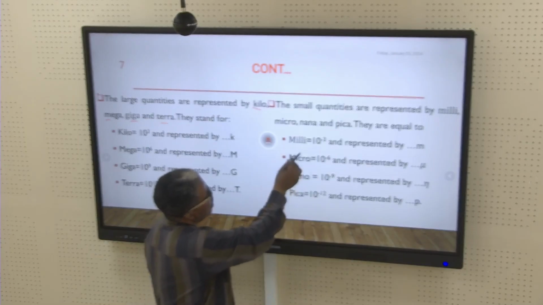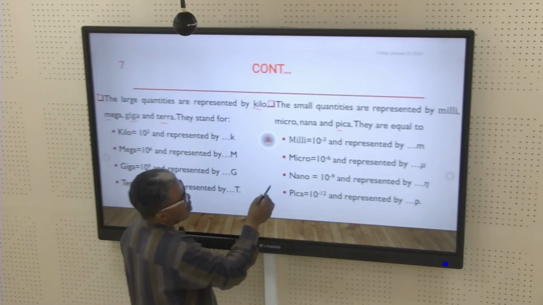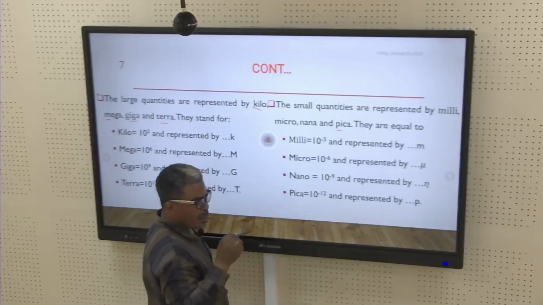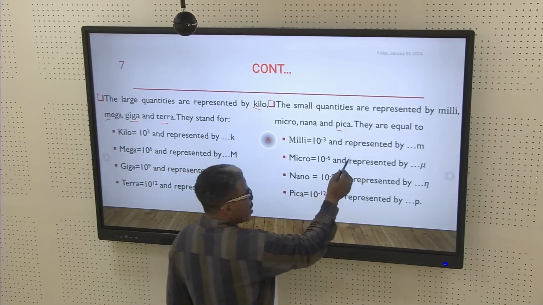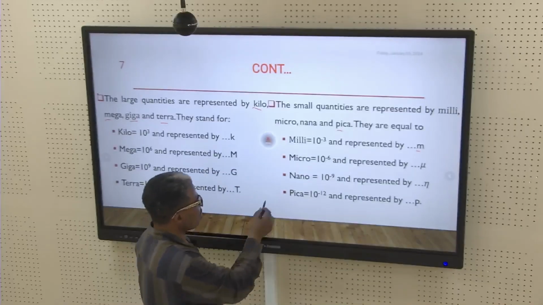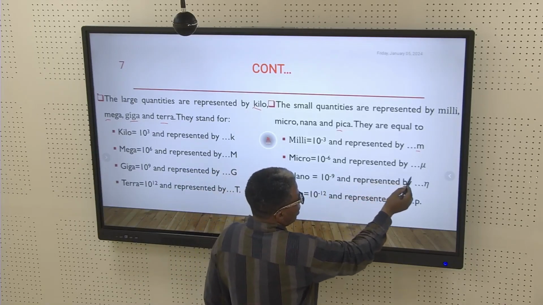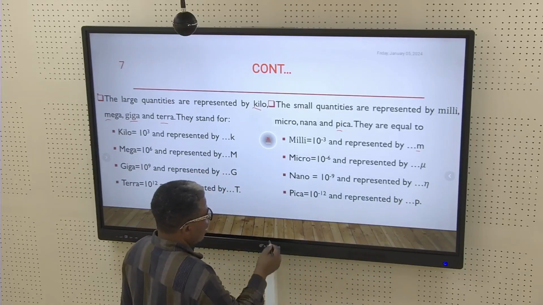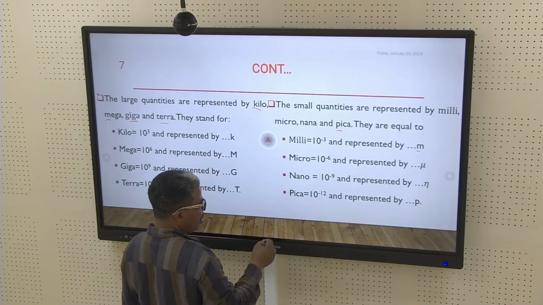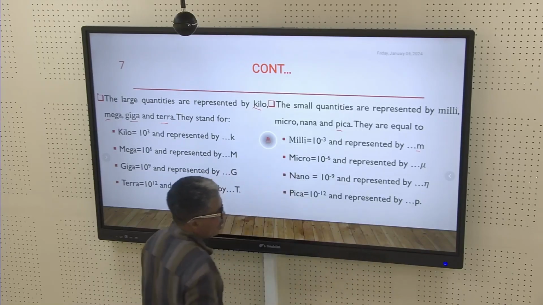Smaller quantities are presented by milli, micro, nano, and pico. Milli means 10 power negative 3, normally represented by small m. Micro is 10 power negative 6, represented by the micro symbol. Nano is 10 power negative 9, and pico is 10 power negative 12, represented by small p.